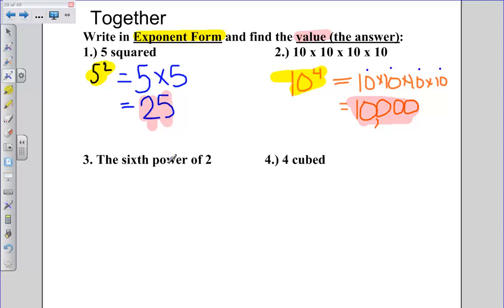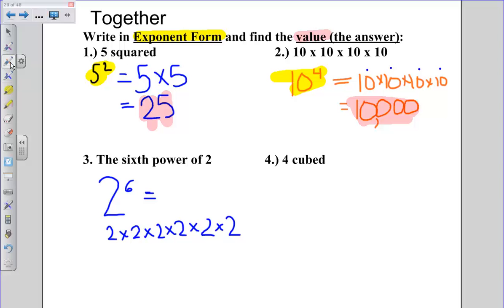Now I'm going to do the 6th power of 2. Power clues me in that 6 is going to be my exponent, and that leaves my base to be 2. So 2 to the 6th power. What am I going to do here to find the value? Well, I'm going to have to multiply 2 6 different times. 2 times 2 times 2 times 2 times 2 times 2.